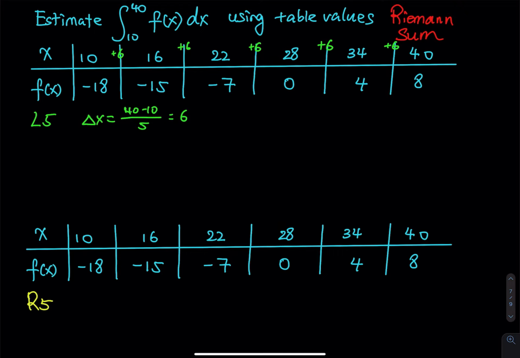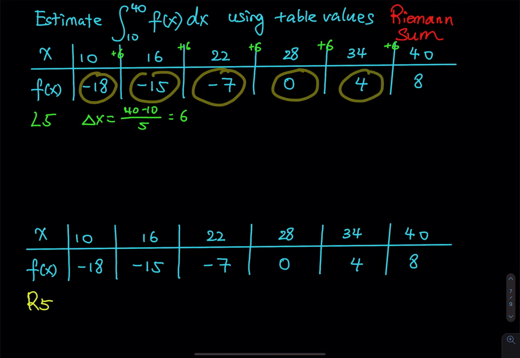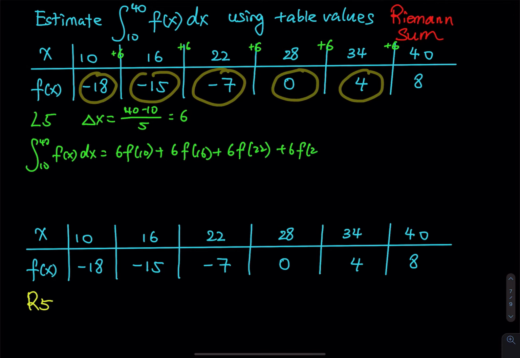For left sum using 5 subintervals, we go from left to right. We pick up the first 5 x values. That would be 1, 2, 3, 4, and then 5. So what that means is the integral from 10 to 40 of f of x dx is equal to the width, 6, times f of 10, plus the width 6 times f of 16, and then 6 times f of 22, and then 6 times f of 28, and then plus 6 times f of 34.